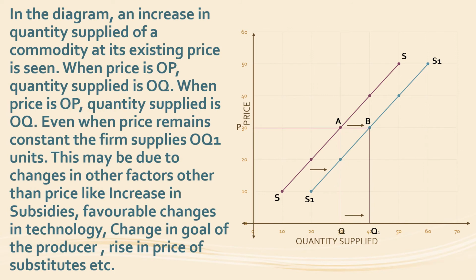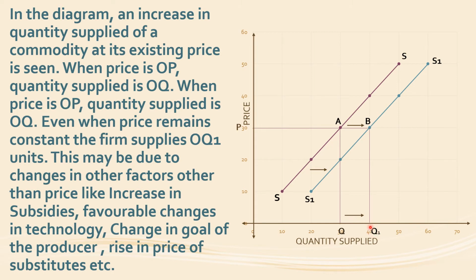We have to now explain the diagram of increase in supply. In the diagram, an increase in quantity supplied of a commodity at its existing price is seen. When the price is OP, quantity supplied is OQ. Even when the price remains constant, the firm supplies OQ1 units.